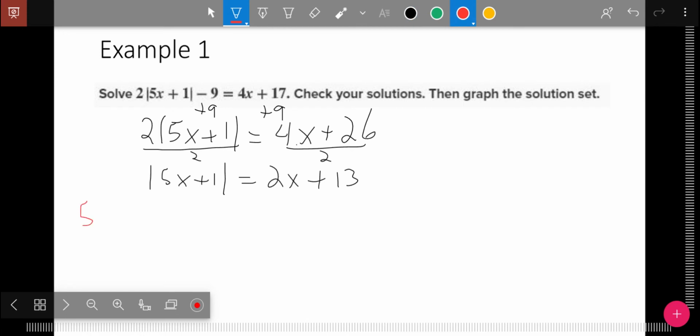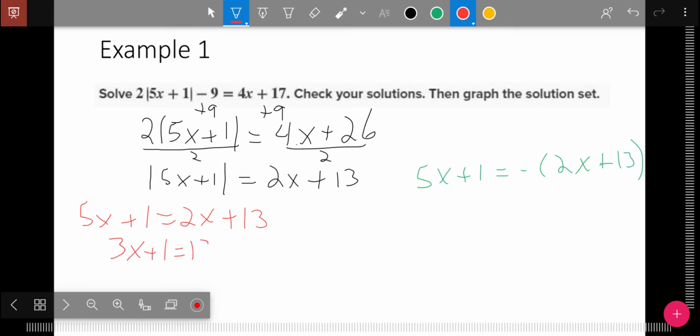So case 1 is just leave everything positive, get rid of the absolute value bars. Case 2 is get rid of the absolute value bars, but make everything on the right side negative. So I put this lead negative here. Over here, I had minus 2x to both sides. And minus 1 to both sides. I divide by 3 on both sides.